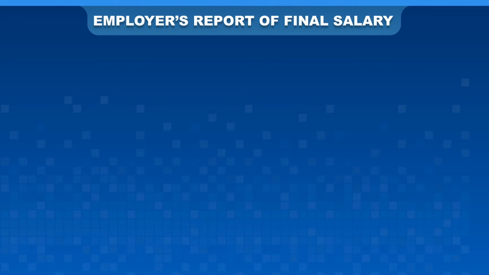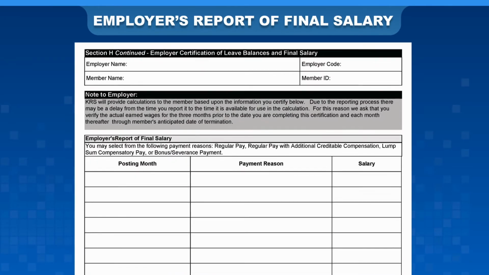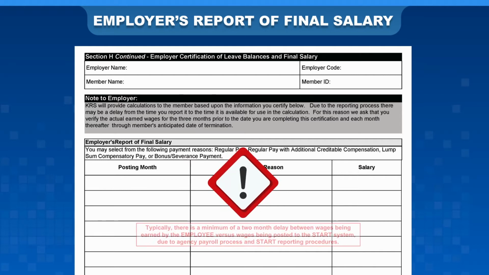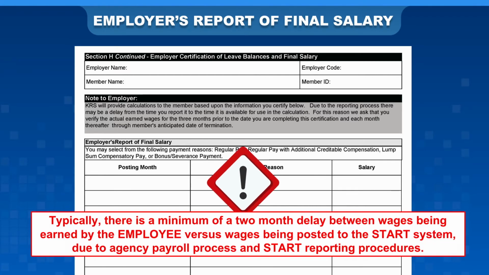The next section is the employer's report of final salary. When the agency completes the information on the final salary, we require that the agency provide the salary information starting 3 months prior to the date the form is being completed, up to the termination date. We request the prior salaries be provided on the Section H, because there is typically a 2-month delay between when the wages were earned by the employee versus when the wages are posted to our system, due to agency payroll and START monthly reporting.